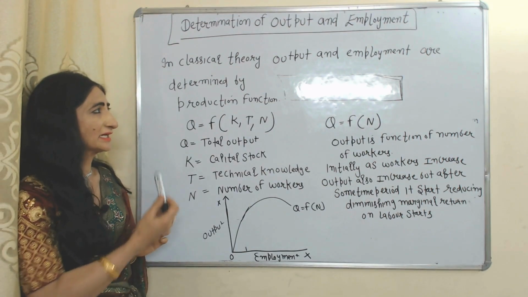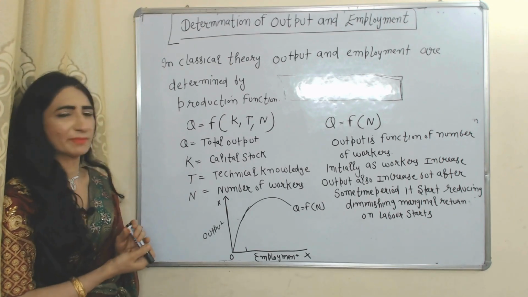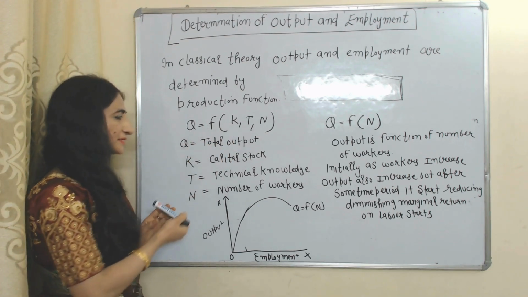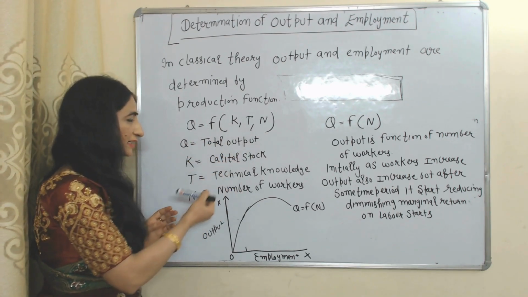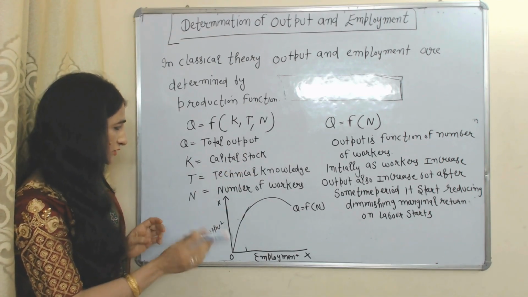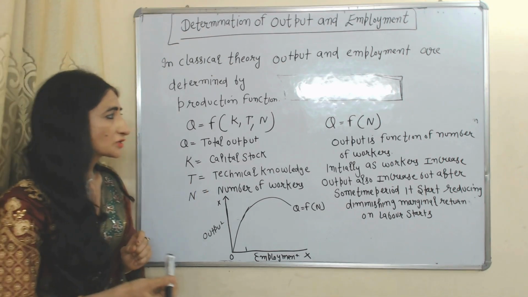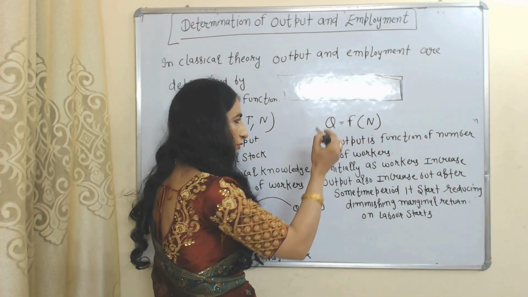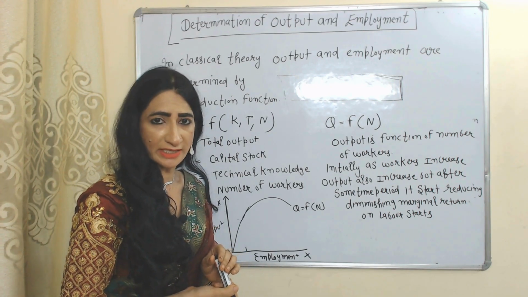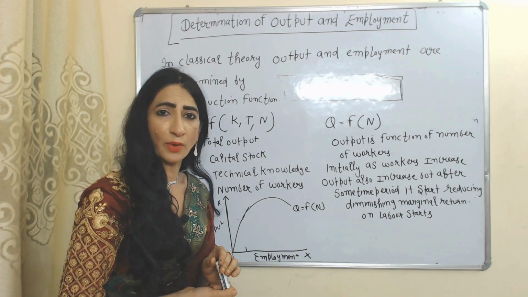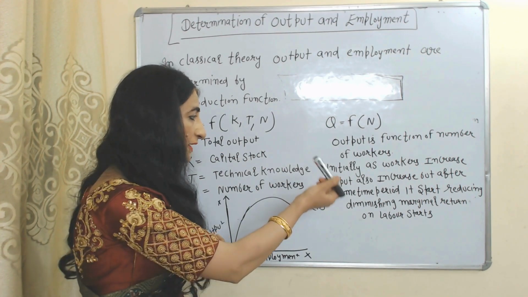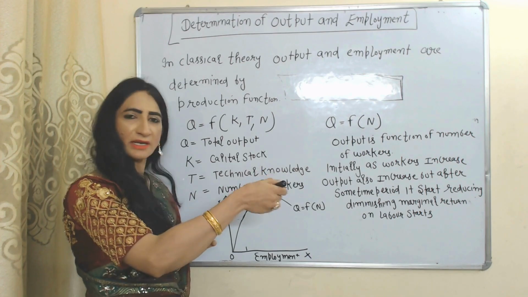In classical theory, output and employment are determined by the production function. Q represents total output, K represents capital stock, T represents technical knowledge, N represents number of workers. In this theory, we assume K and T are constant, so output is only a function of the number of workers. Initially, as workers increase, output also increases, but after some time, workers are still increasing but output starts reducing because diminishing marginal returns on labor start.